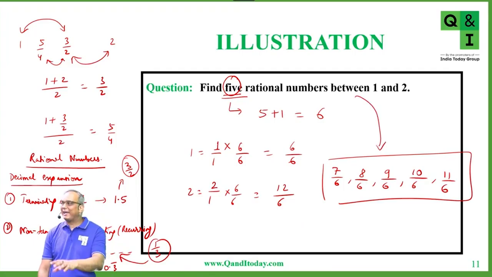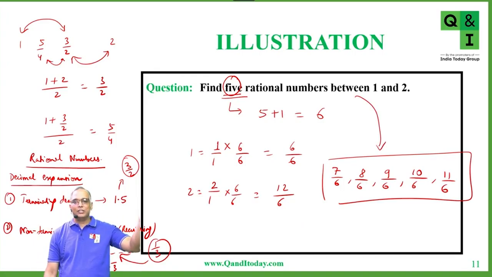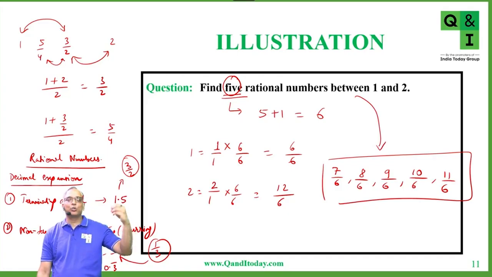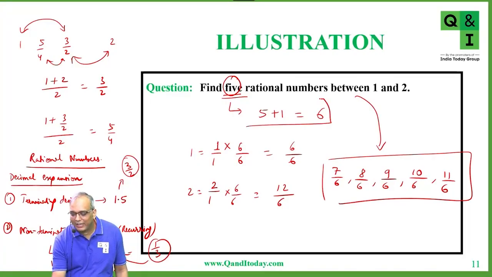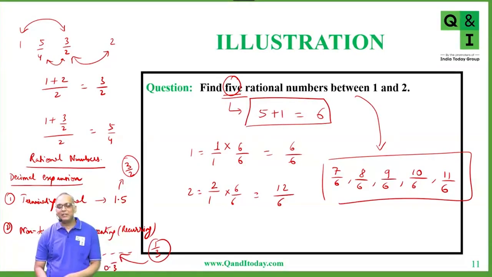You can multiply it by any number greater than 6. You can multiply it by 7 also, 8 also, 10 also. At times it is convenient to do it by 10, so you can do it by 10 as well. But this method will give you exactly the number of rational numbers which is required between these two numbers. Is it clear?